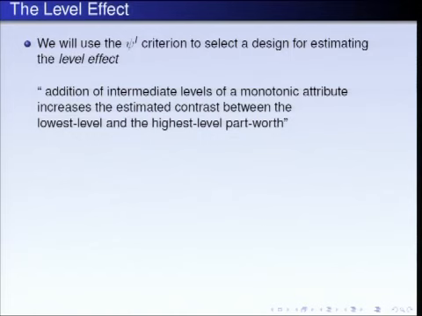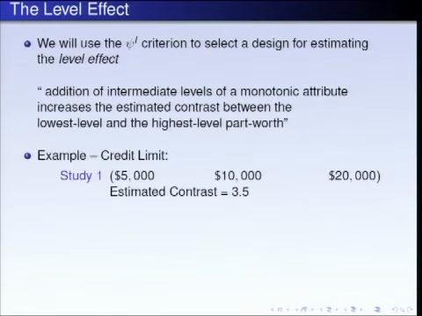And what we're interested in is this level effect. This is what we actually set out to study in the first place. And the level effect, this is the definition: the addition of intermediate levels of a monotonic attribute increases the estimated contrast between the lowest level and the highest level part worth. So here's an example. Okay, so supposing you're going to show somebody a series of credit cards, and let's just focus on, say, credit limit, which actually wasn't in our study, but for an example.